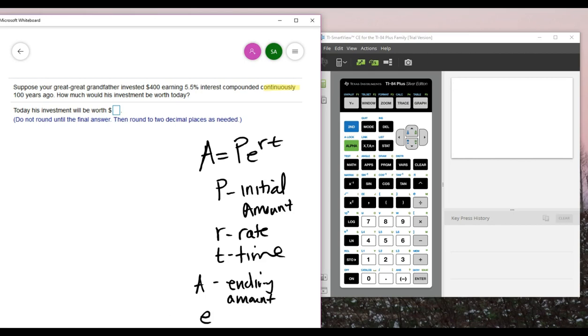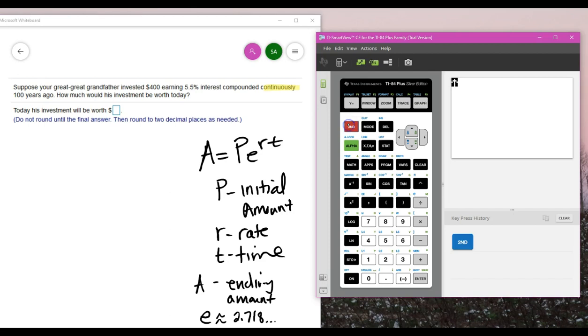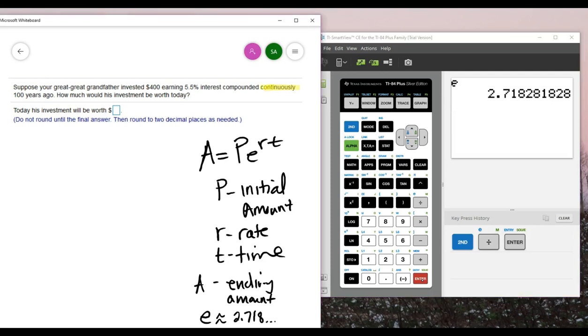And e is not a variable, it's a constant. e is approximately 2.718, and those decimals continue on forever, sort of like pi. If I go onto the calculator here, I do have an e button. There's e, and there's the 2.718 with the decimals continuing on. So that's the formula that we're going to use. And remember, the key word here is continuously. That's what tells us to use this particular formula.